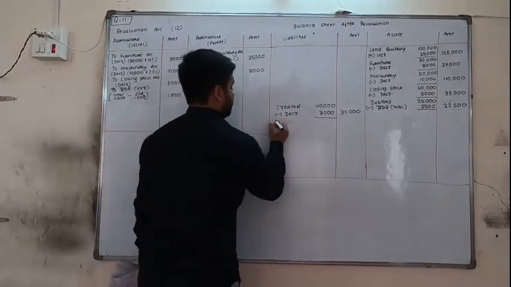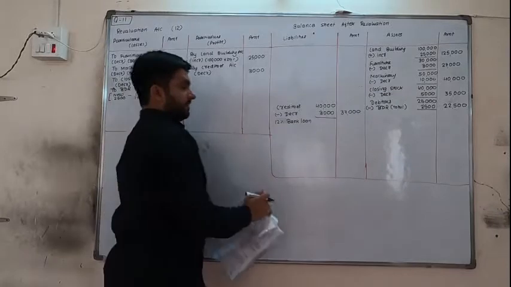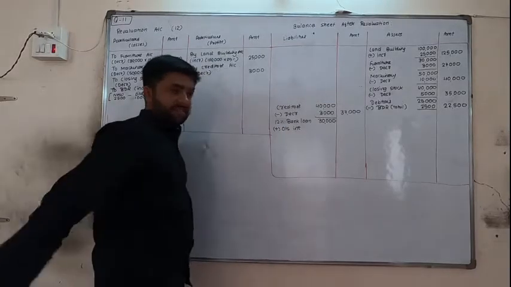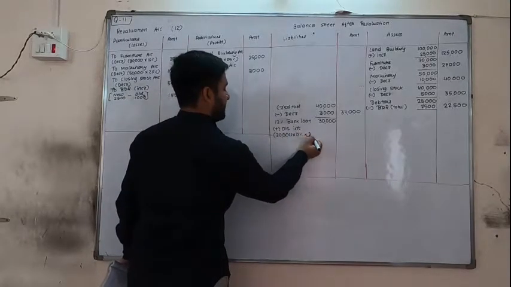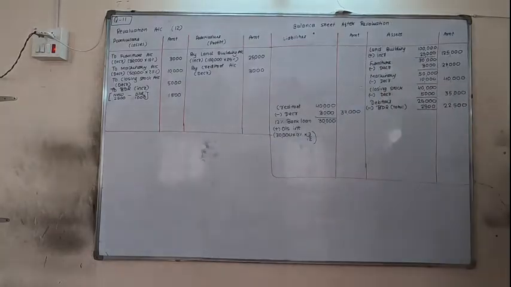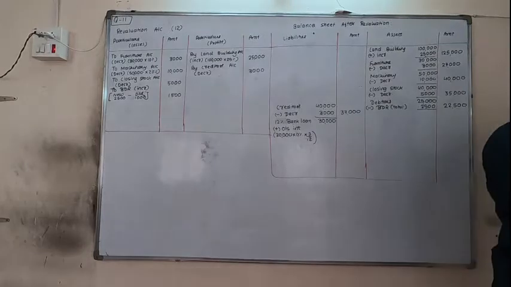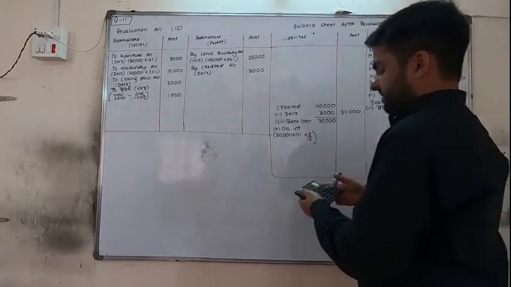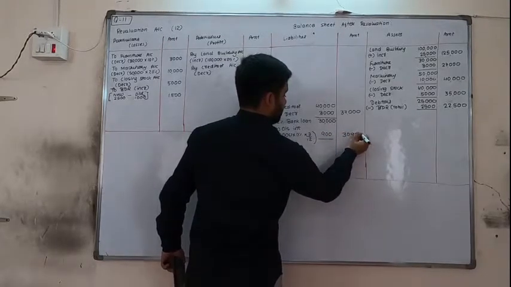Bank loan is 12%. So 12% bank loan in the inner column 30,000 plus outstanding interest for 3 months. Let's calculate here only. 30,000 multiply 12% multiply 3 by 12, 900. So in the outer column 30,900.